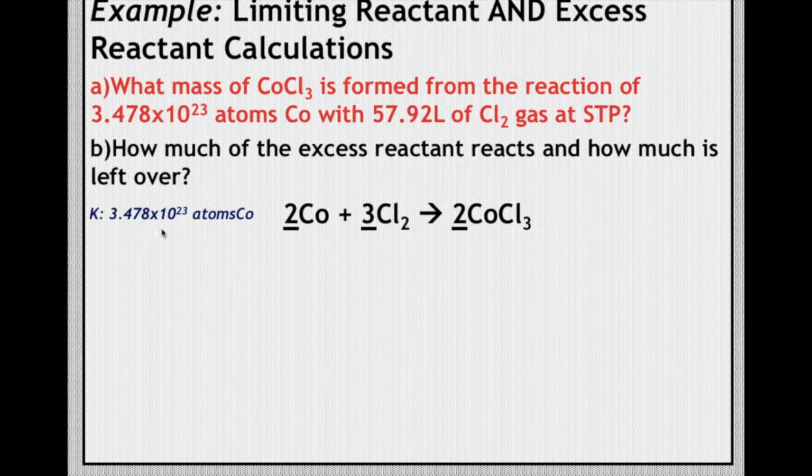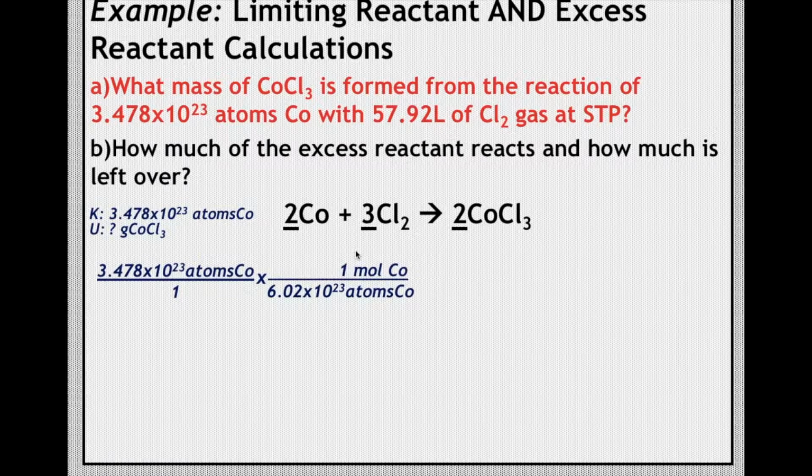So our known is what's in the question. There's going to be two knowns and one unknown. The first known will be what's in the question, and the second known will be here, and the unknown will be what mass of cobalt chloride. We always start with our known, what's given, and then whatever's up here must go here, so that's where Avogadro's number comes in, and we need to convert to moles.